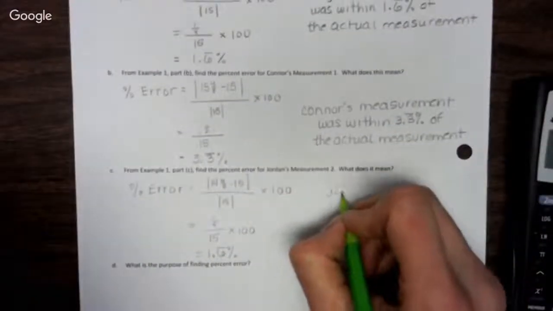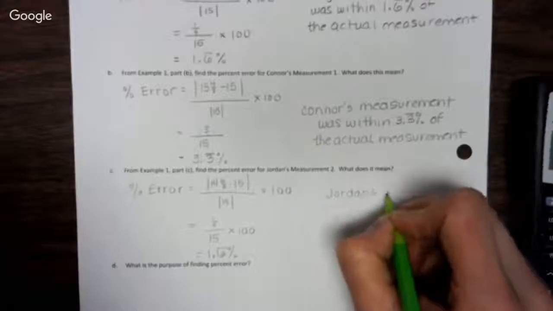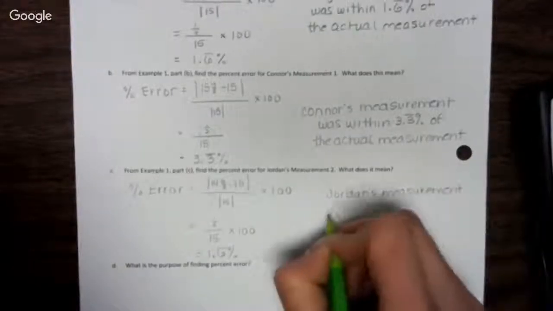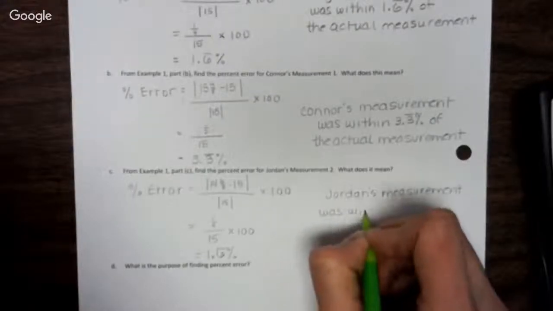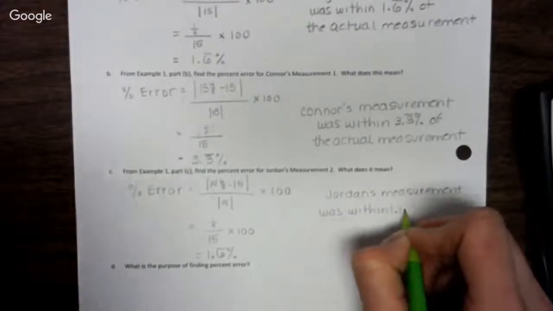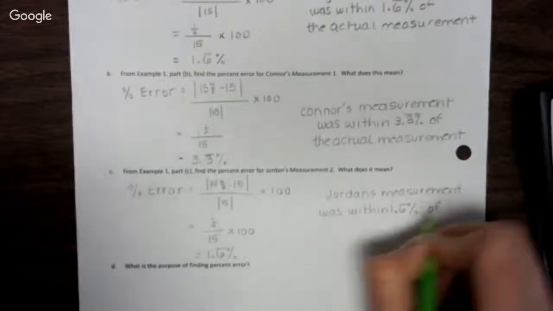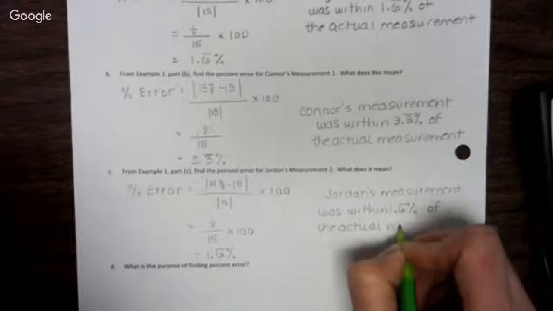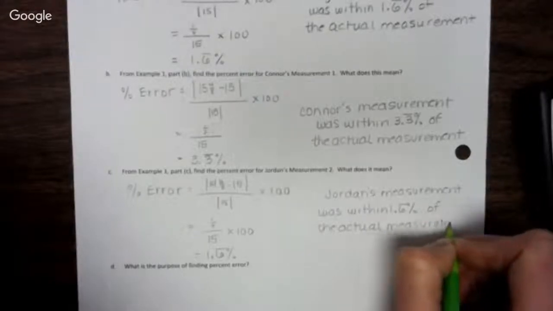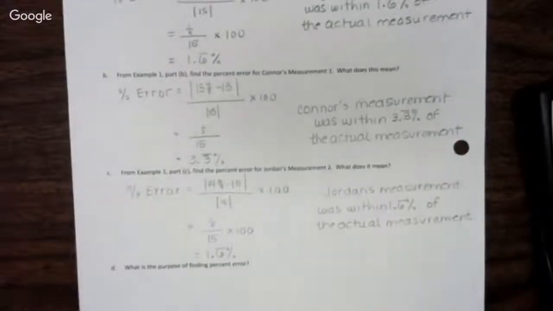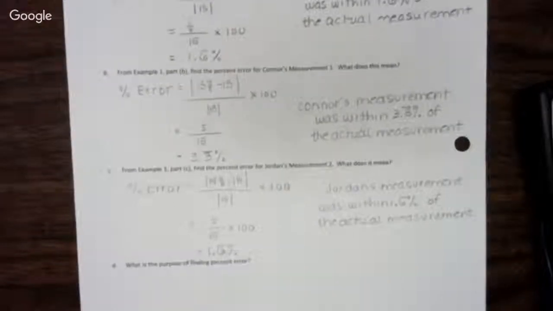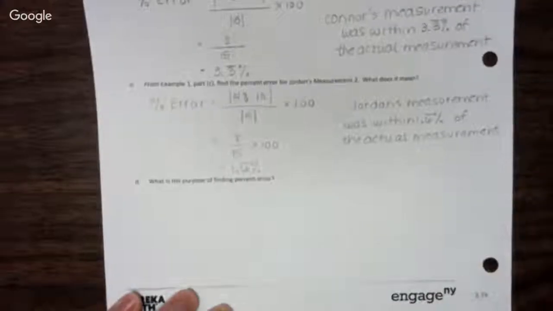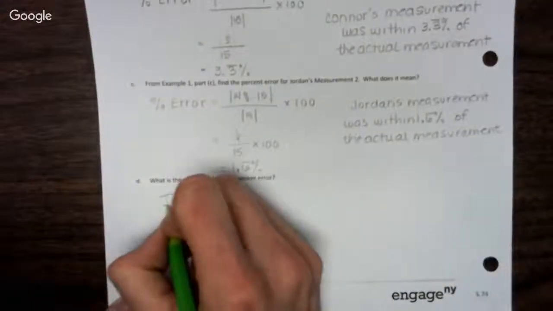So that means that Jordan's measurement was within 1.6 repeating percent of the actual measurement. So what is the purpose of finding this percent error? Okay, it's basically going to tell us how big the error is.